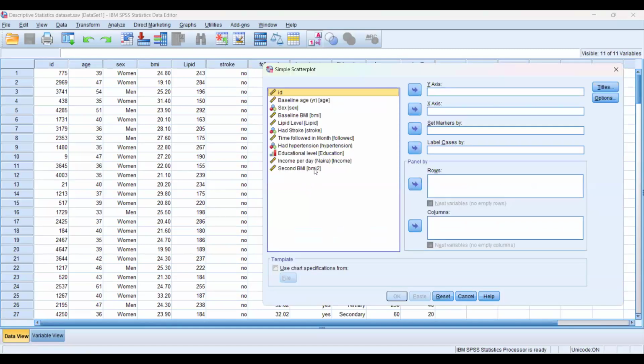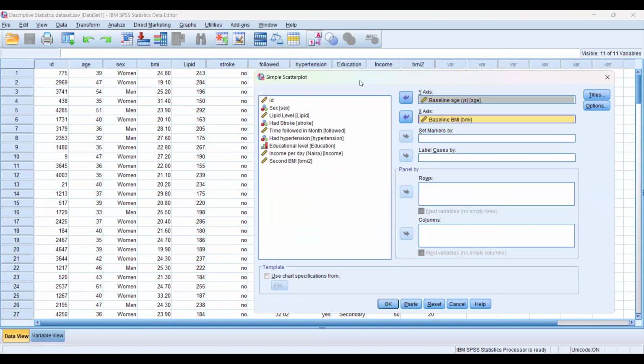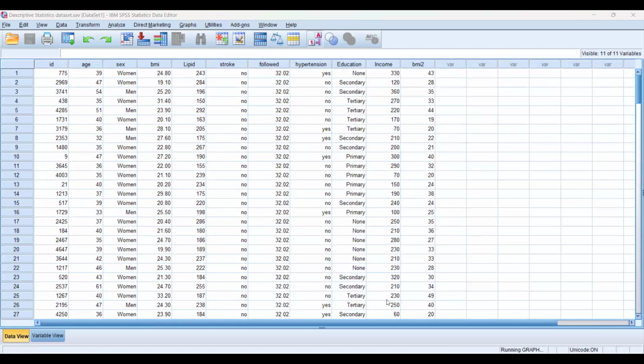And from the definition here, I said it is age and BMI, if I remember very well. So I go to age, I select age, I take it to any of the axes. It can either be on X or Y axis because it's a scatter plot. And then I go to my BMI, I take it to my X axis. And then I just run my scatter plot. Okay. And I'm going to stop sharing so that I can share with us the output of that analysis.